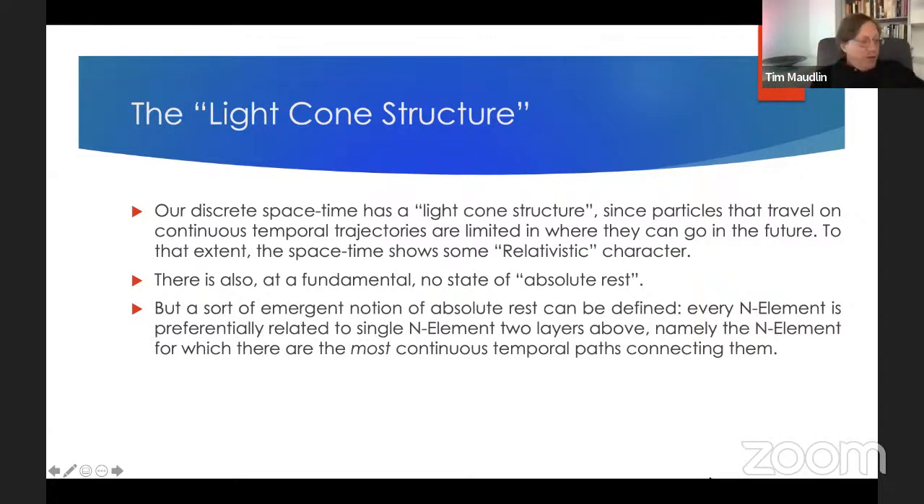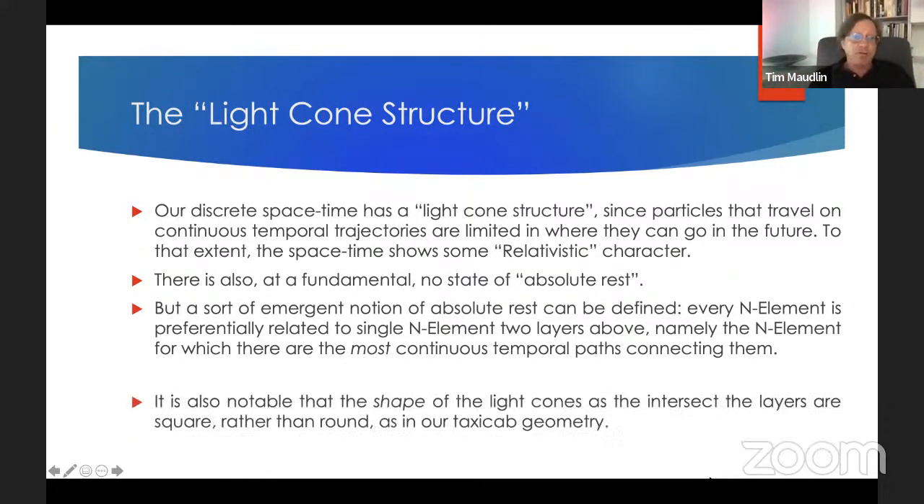There is a kind of emergent notion of absolute rest here, because if I take not this layer and the one right above it, but the one above that, then a point here will be preferentially related to a particular point 2 layers up by there being the maximum number of connections to it, right? So if I go from here to the one straight above it, there are 4 ways I can get there. I can go this way, that way, that way, that way. I can get to other points up here, but there are fewer routes, right? So if I ask which point above this one is maximally connected to it by continuous paths, that does pick out something like an emergent state that you could call absolute rest. So again, you might say extremely non-relativistic.